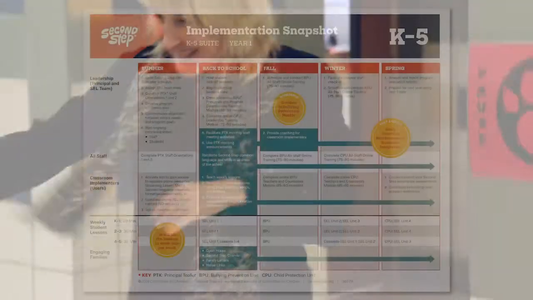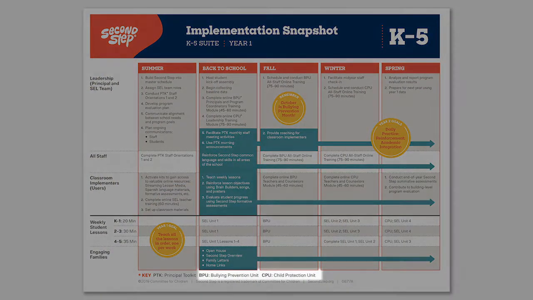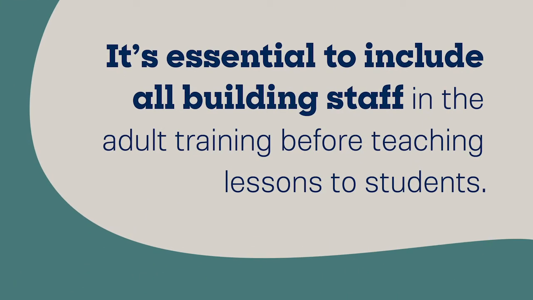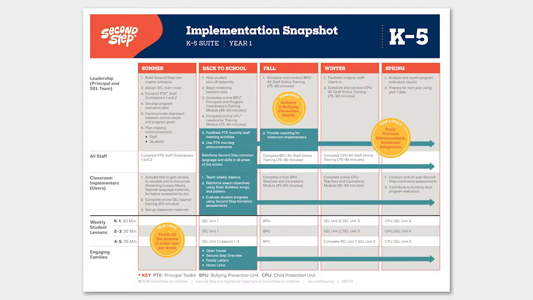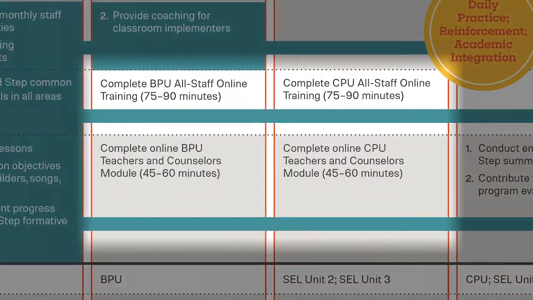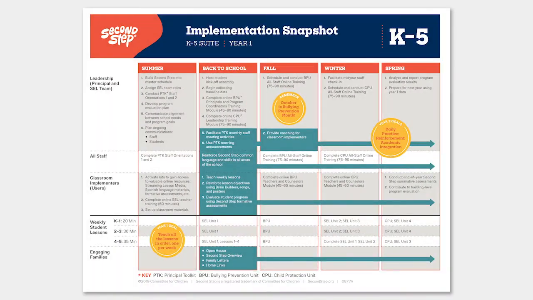If your school is implementing the bullying prevention unit or child protection unit in addition to core Second Step SEL lessons, it's essential to include all building staff in the adult training before teaching lessons to students. Because you never know who a child may choose as a trusted confidant, every adult in the building should be trained and feel prepared to handle a bullying report or a disclosure of abuse. Again, if you're not currently using the BPU or CPU in your school, you can disregard these suggested tasks.